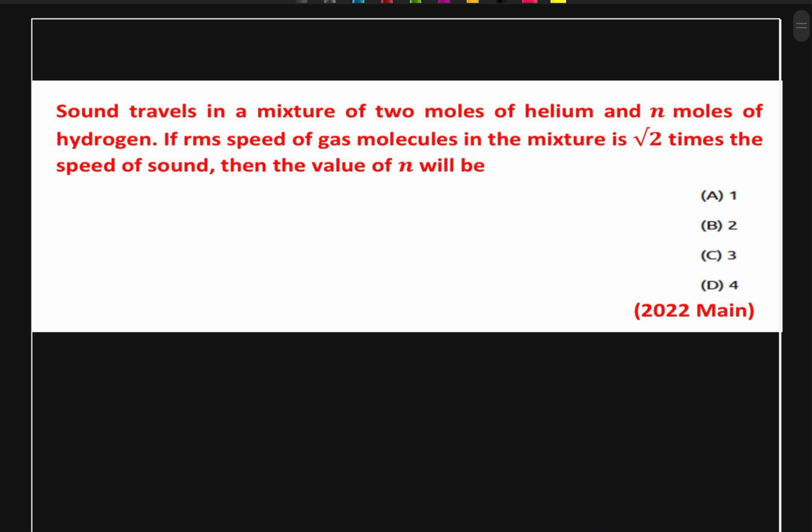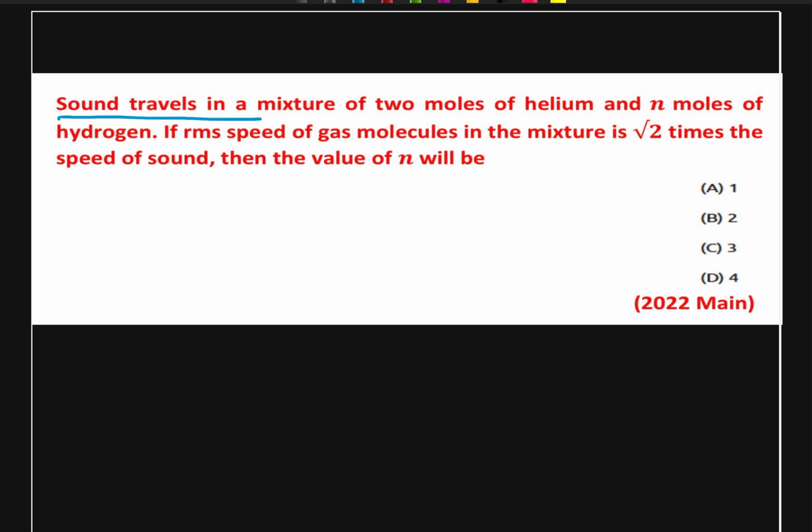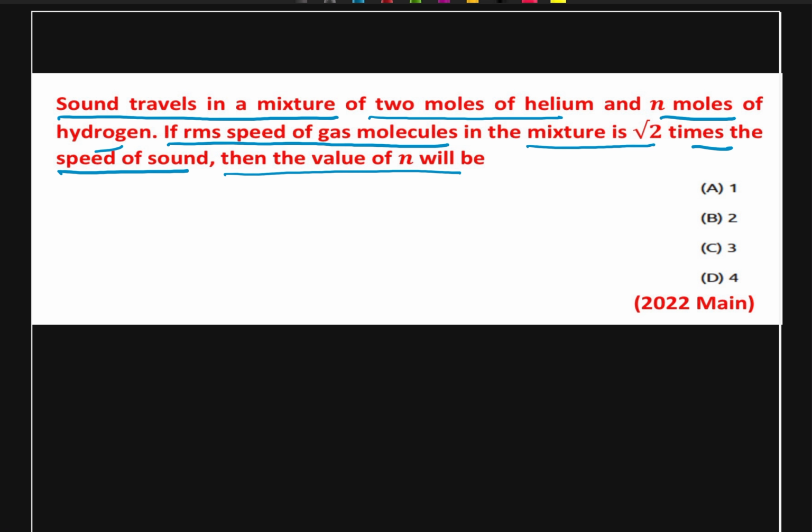So the first question states that sound travels in a mixture of 2 moles of helium and n moles of hydrogen. If RMS speed of gas molecules in the mixture is square root 2 times the speed of sound, then the value of n will be. So here we are supposed to find out the value of n, that is the number of moles of our hydrogen. And it is talking about RMS speed. So we are going to start with the formula for our RMS speed.